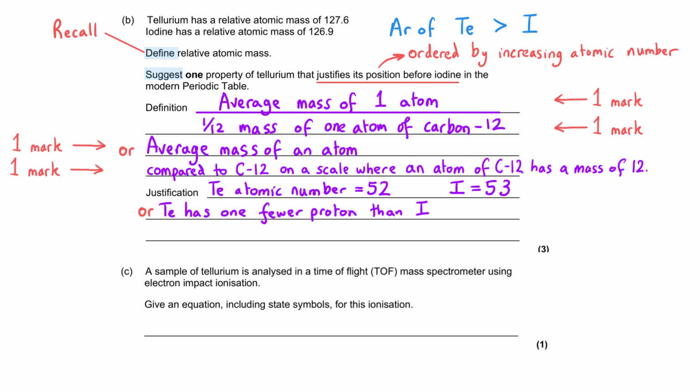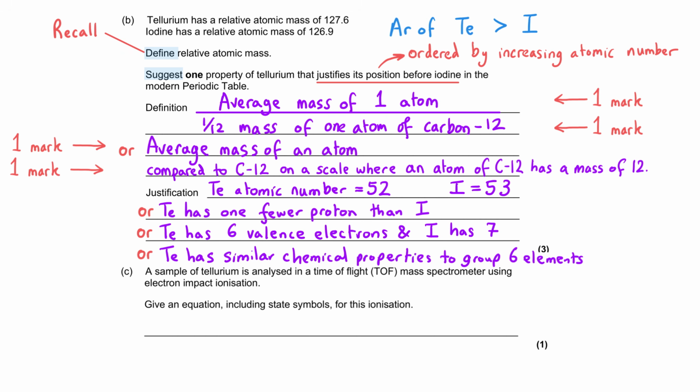Or we could answer in terms of electrons, and tellurium has 6 valence electrons, so that means 6 electrons in its outermost occupied energy level, whereas iodine has 7. And then the electrons in the valence shell gives rise to another difference that we could use here to explain the sequence of the periodic table, and that is chemical properties.